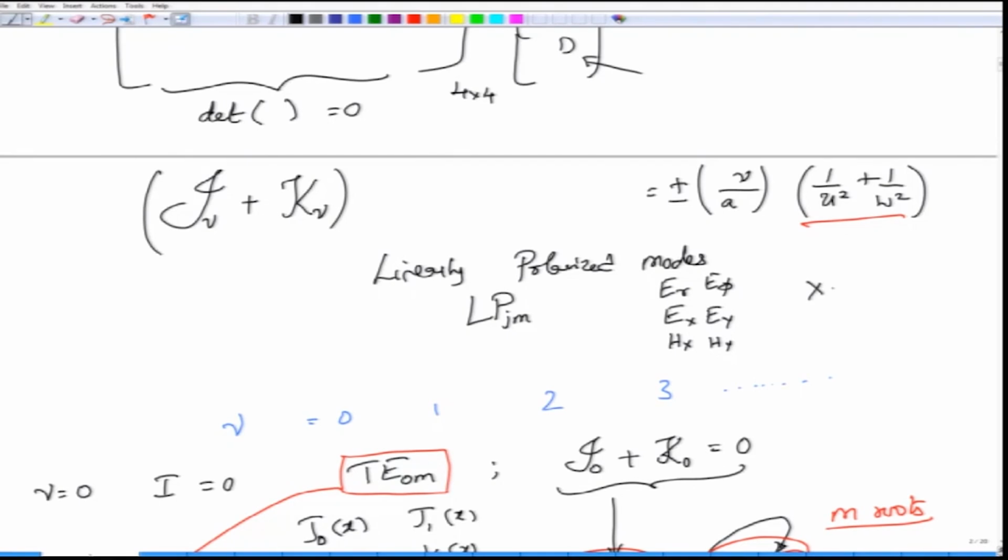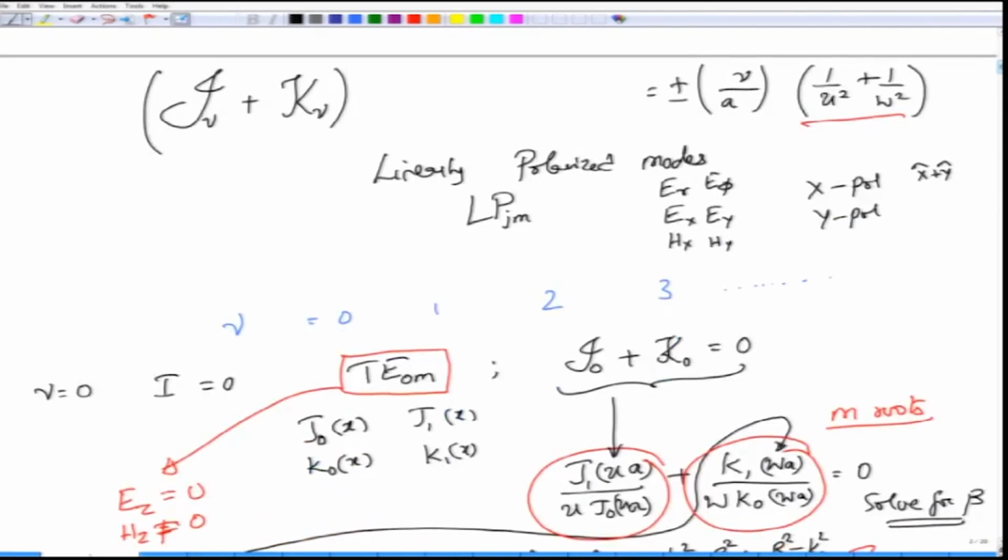Now you can talk about an X polarized mode, a Y polarized mode, or in general an X plus Y polarized mode, that is, an x hat plus y hat polarized mode. This is what is called a linearly polarized mode, as opposed to ER and E phi, which would have turned around the electric fields. You just get a linearly polarized mode only under the approximation of the weakly guided condition. The refractive index difference must be very small.